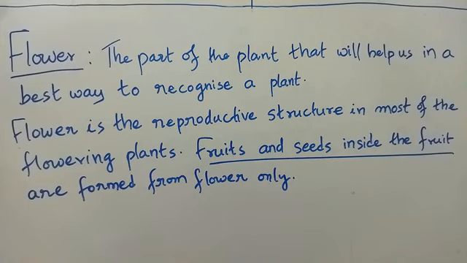And flowers are of two types: brightly colored flowers and dull colored flowers. In most of the plants, flowers are brightly colored only, but in some plants like grass plant, wheat plants, maize plants, mango, guava, flowers are not brightly colored.